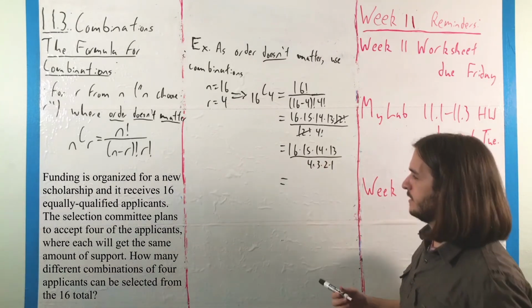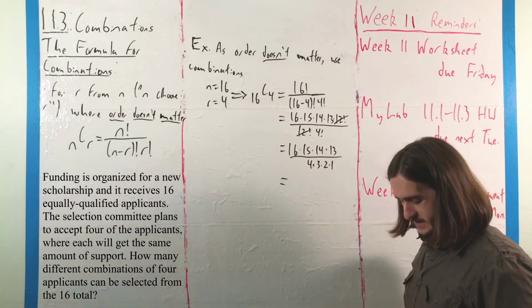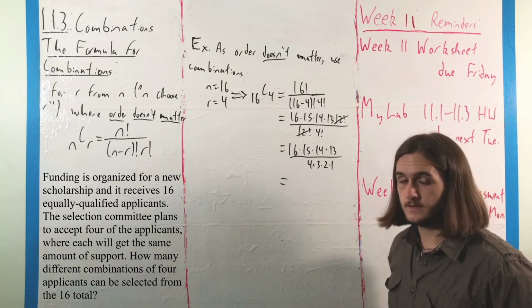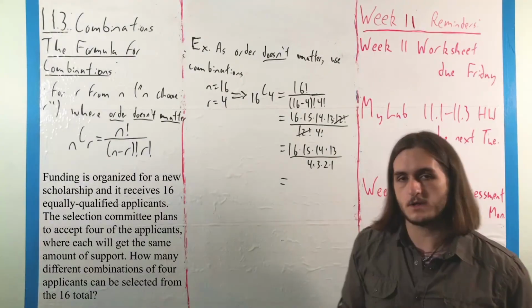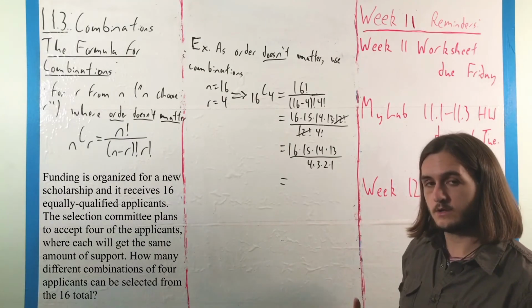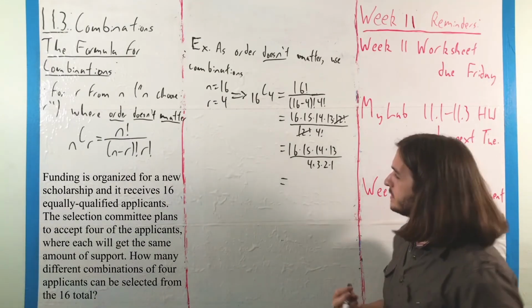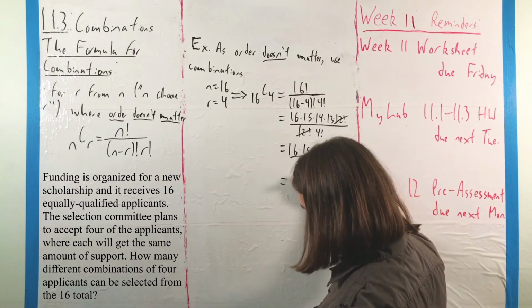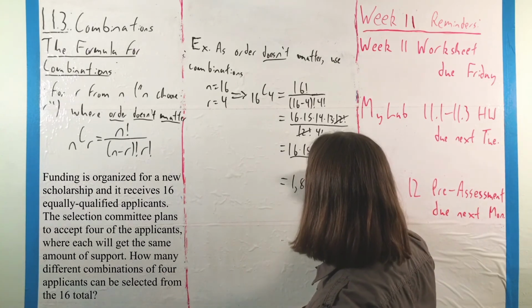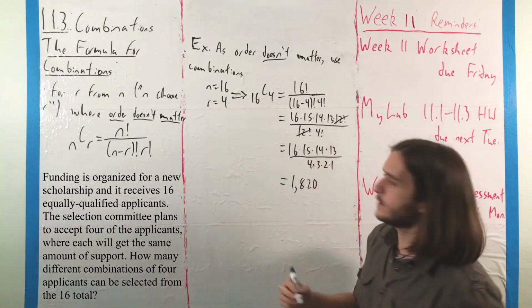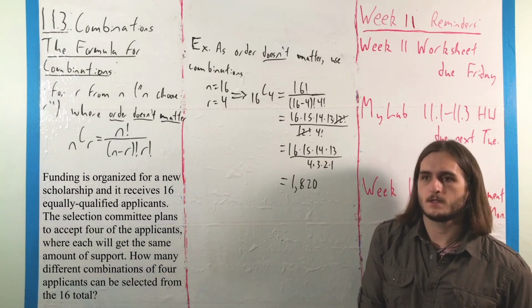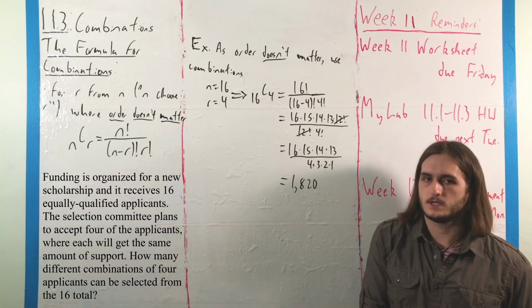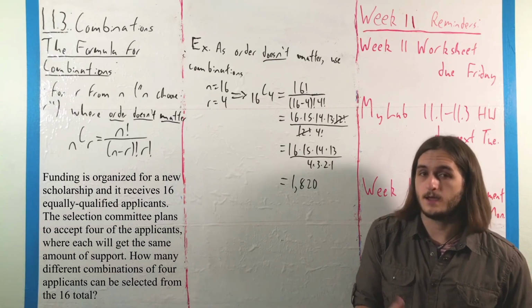which, after a bit more algebra, a bit more work, or if you prefer running this type of thing on the calculator to make it do all of the heavy lifting here, long and short of it is, what we will end up with is a value of 1,820 ways for the 4 recipients to be chosen out of the 16 applicants.